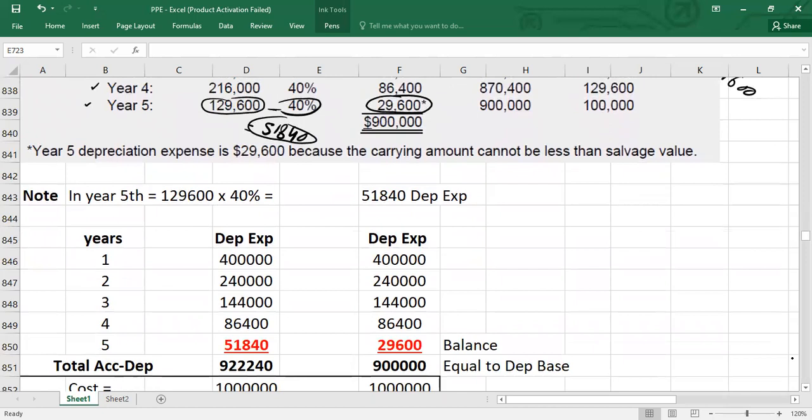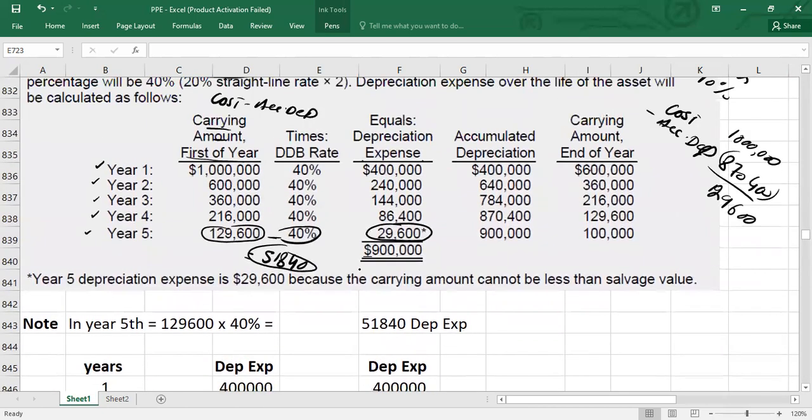Actually, guys, this is what we have already learned here. Let me put it here, value. If instead of 29,600, I put the complete depreciation, which is 51,840, which is 40% of 129,600 times 40%, it is 51,840. If you make the summation of all depreciation now, it will be more than 900,000. It means your accumulated depreciation is going to exceed the depreciable base, which should not be like that.